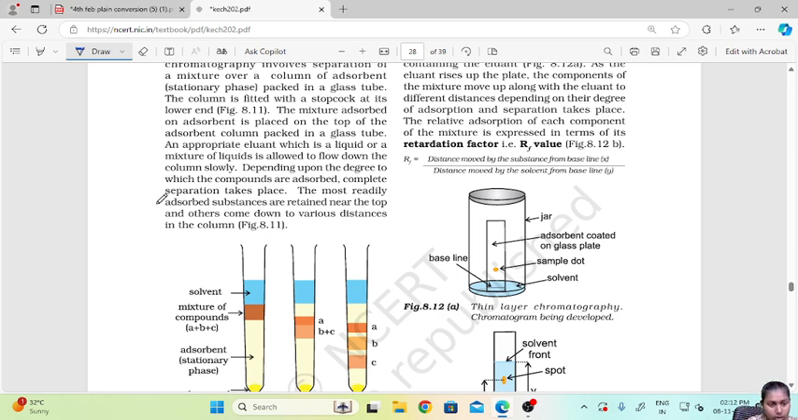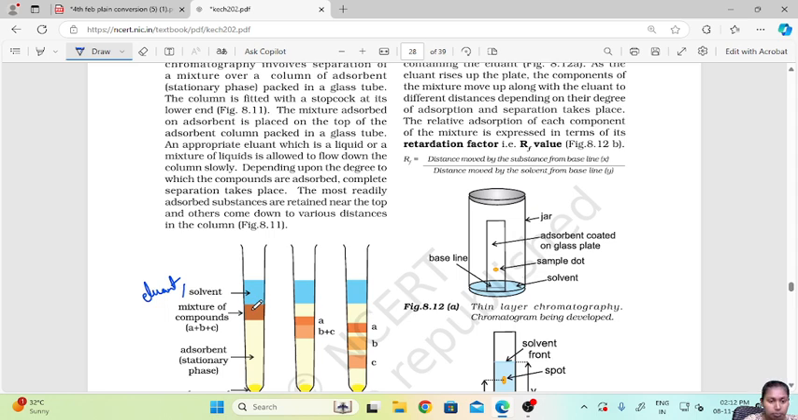Now your solvent is also called the eluent. Okay, so the appropriate solvent or eluent is allowed to flow through the mixture of compounds. Now, depending upon the degree to which the compounds are adsorbed, complete separation takes place. Okay, now here they have used A, B and C as the mixture.